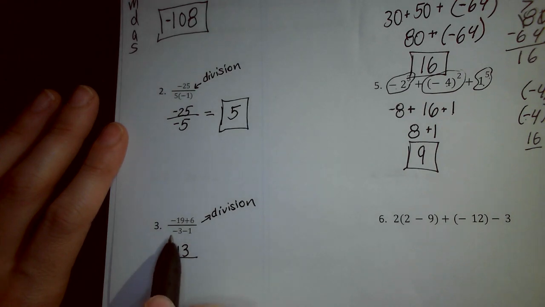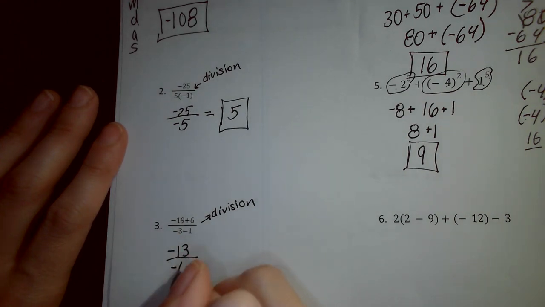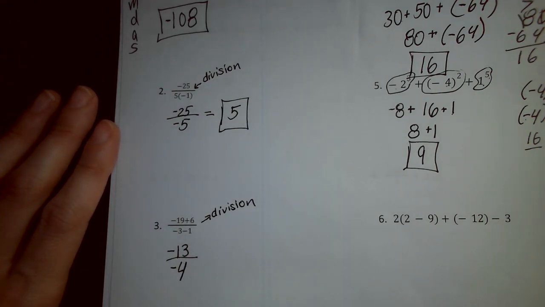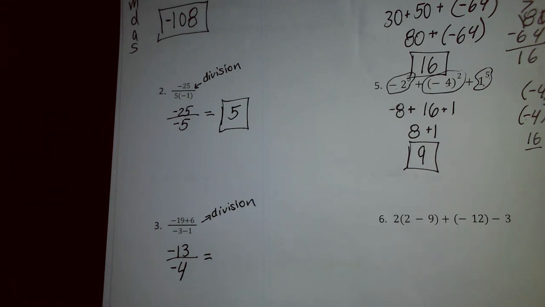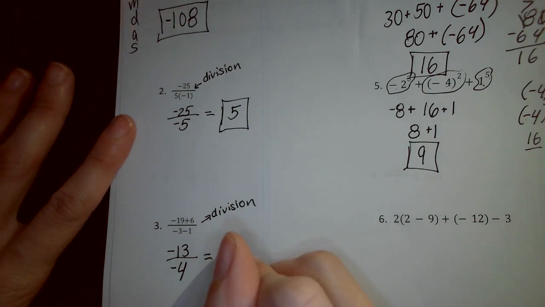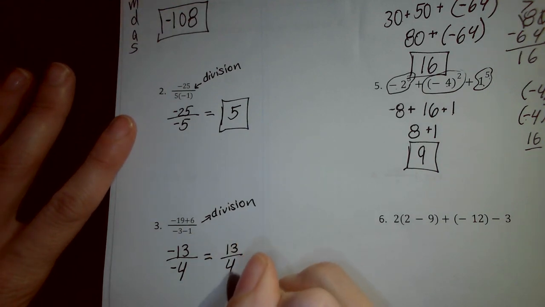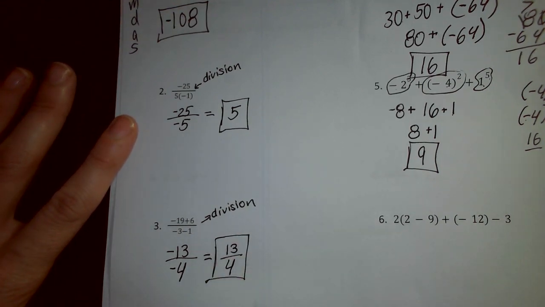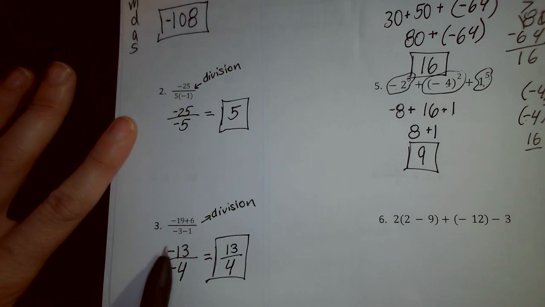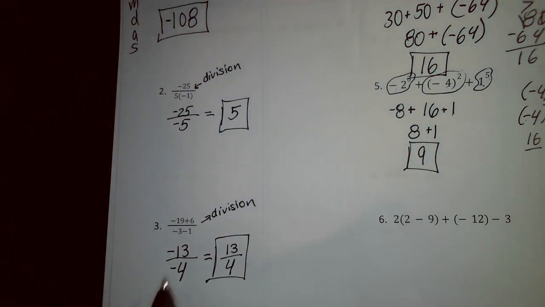over negative 3 minus 1, negative 4. Now, negative 13 over negative 4, we can't really do that. It doesn't divide evenly. So instead of trying to figure out a decimal, I'm just going to leave this as 13 over 4. Now, it's positive because it was negative over negative. That can be simplified. So I simplified it. Always simplify whatever you can.